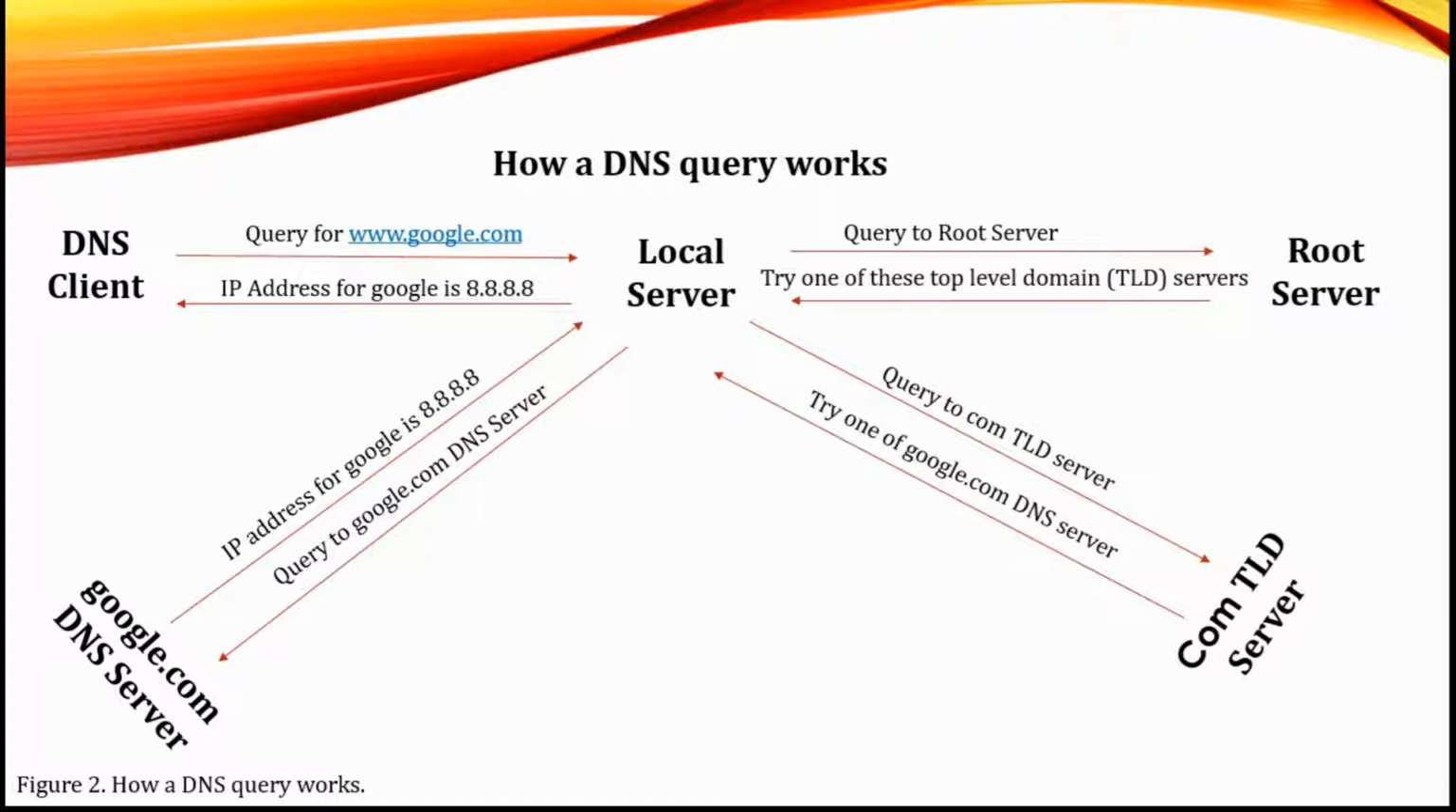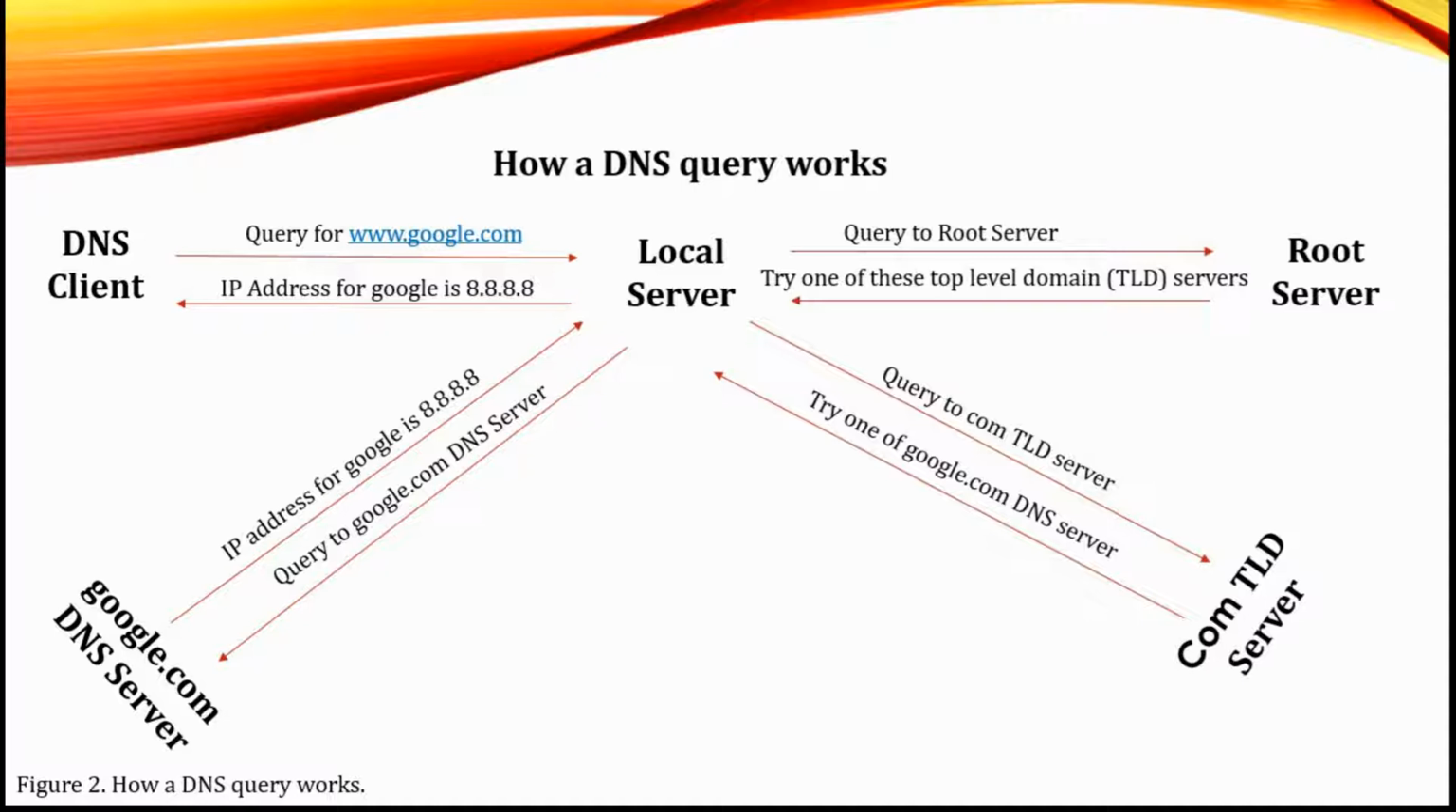And if the .com TLD server doesn't have the response to the query, it will respond to the local server to try the google.com DNS server, and the local server will query the google.com DNS server. And if the google.com DNS server has the IP address for Google, it will respond to the local server with the IP address, which is 8.8.8.8, and the local server will respond to the DNS client with the IP address, and the DNS client will respond to the web browser. In this case, it will enable the user to connect to this web page.